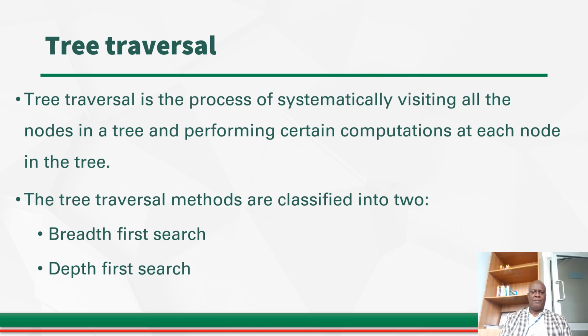Tree traversal is the same thing as movement within the tree, moving from one node to the other. Tree traversal is the process of systematically visiting all the nodes in a tree and performing certain computation at each node in the tree. And we have two types of traversal method: breadth first search and depth first search.